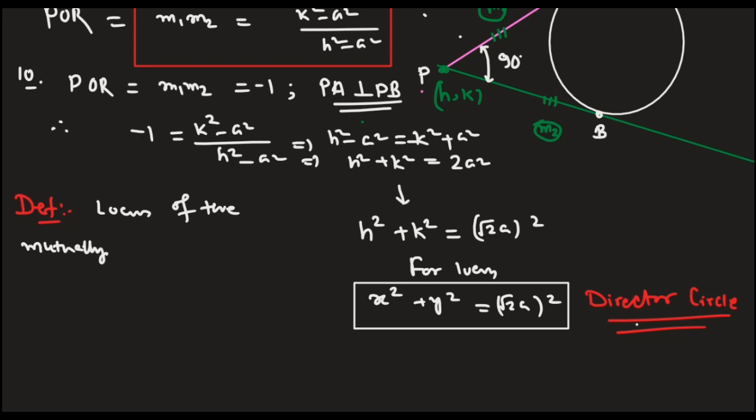Two mutually perpendicular tangents intersect at a point. The locus of those points is called the director circle. So the director circle definition is clear. If two tangents drawn from any outside point are perpendicular, then the locus of this point through which we draw the tangents is known as the director circle.